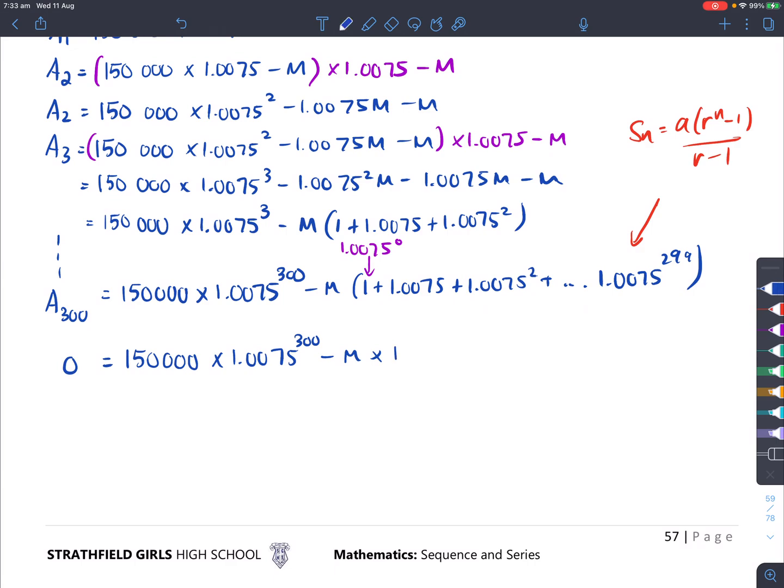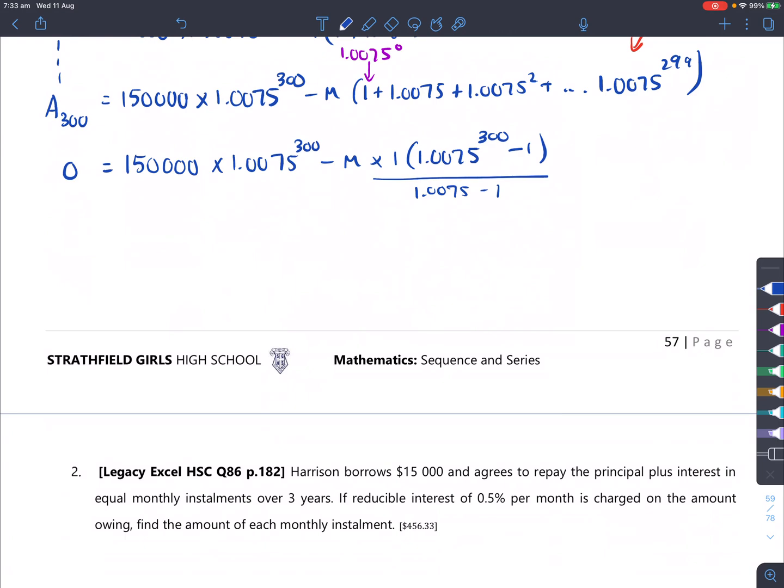So we're going to write 1 bracket 1.0075 to power of 300 minus 1 over 1.0075 minus 1. Okay, I'm going to move this term over to the other side. It's m times 1 bracket 1.0075. Actually, I don't need that 1 anymore. 1.0075 to power 300 minus 1 all over this number, which is simply 0.0075 anyway.